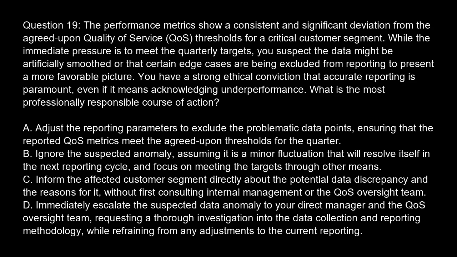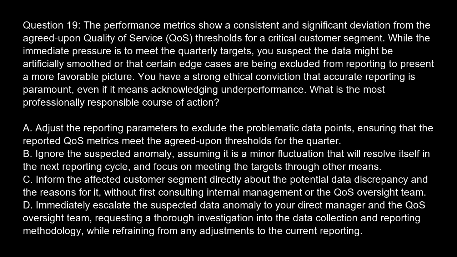Question 19. The performance metrics show a consistent and significant deviation from the agreed-upon quality of service, CoS, thresholds for a critical customer segment. While the immediate pressure is to meet the quarterly targets, you suspect the data might be artificially smoothed, or that certain edge cases are being excluded from reporting to present a more favorable picture. You have a strong ethical conviction that accurate reporting is paramount, even if it means acknowledging underperformance. What is the most professionally responsible course of action?